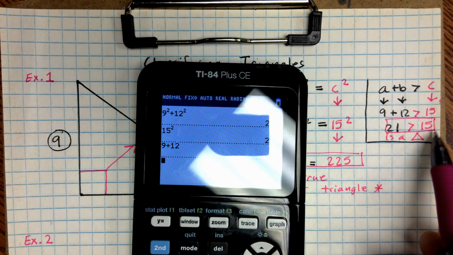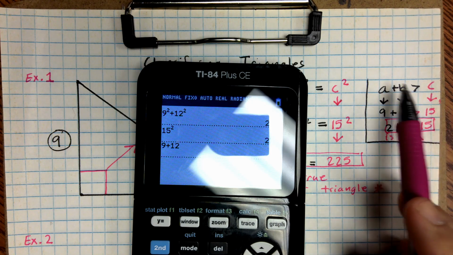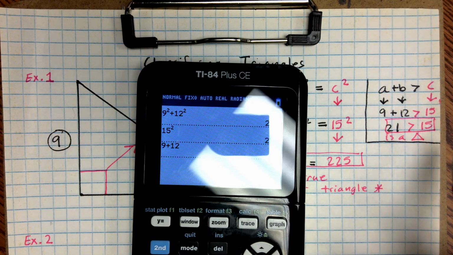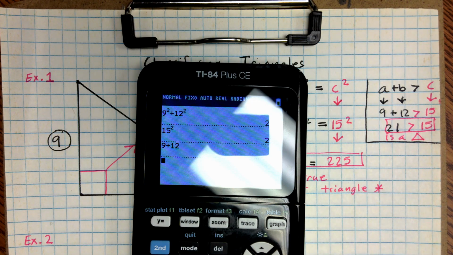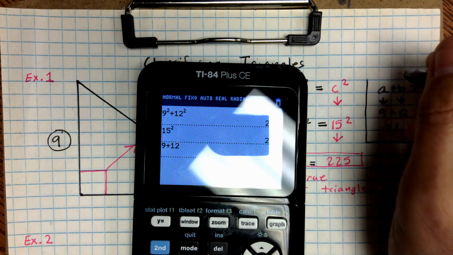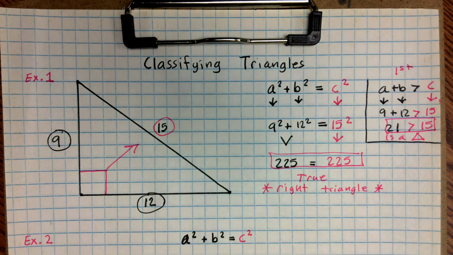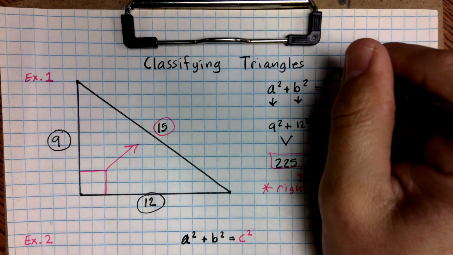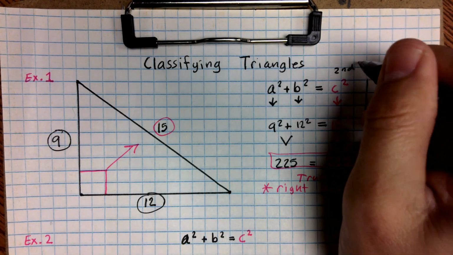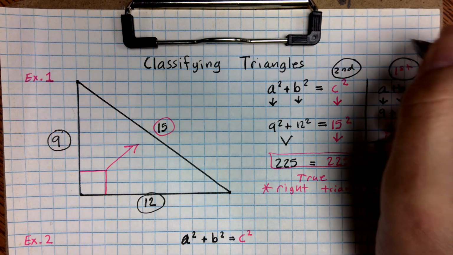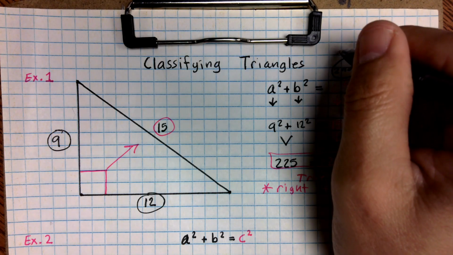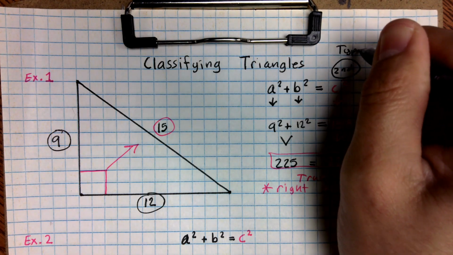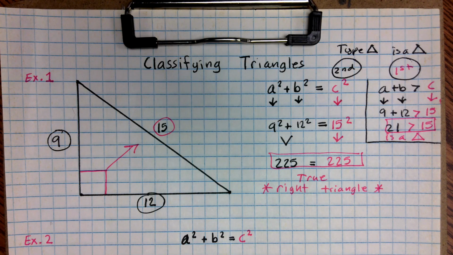If I were to get a false statement when I added the two legs together, in other words, if they were not greater than the longest side of the triangle, then this would not even be a triangle. So there's no point in going on and using the Pythagorean theorem. We're going to do this first on the next triangle to verify it is a triangle, and then use the Pythagorean theorem second to see what type of triangle it is. This one tells us if it is a triangle, and this one over here tells us what type of triangle it is. So let's go ahead and try to apply that to this next problem.